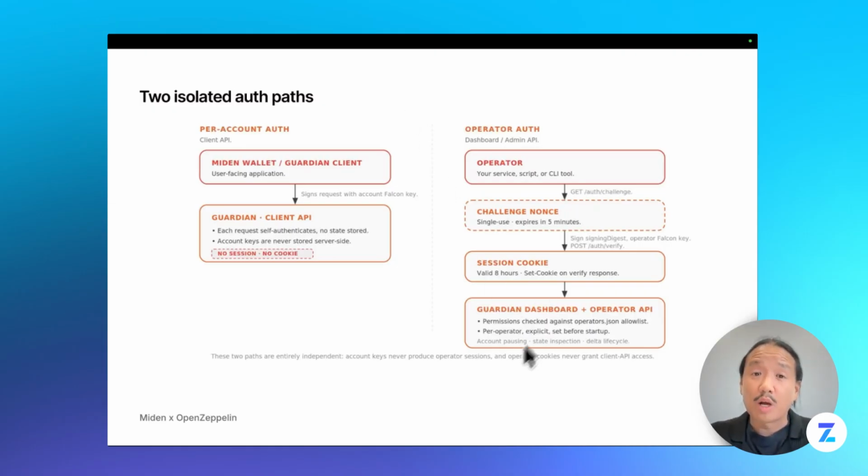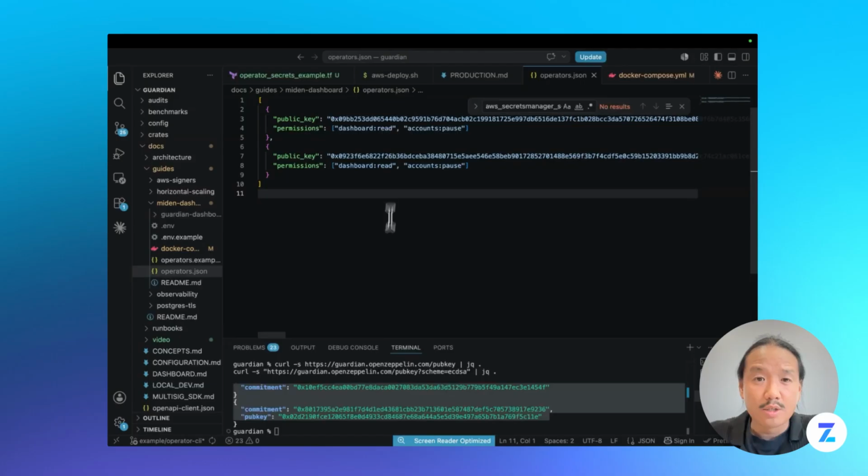Permissions are explicit and per operator. Today, the allow list grants dashboard read access and account pause permissions with a placeholder reserved for managing policies. That capability is coming. You define these permissions in the allow list before you start your Guardian instance. If you deploy via the AWS path, the allow list is populated into Secrets Manager. If you run via Docker, the operator's file is provided directly. Let's take a look at the operator JSON to get a better idea of what's going on.